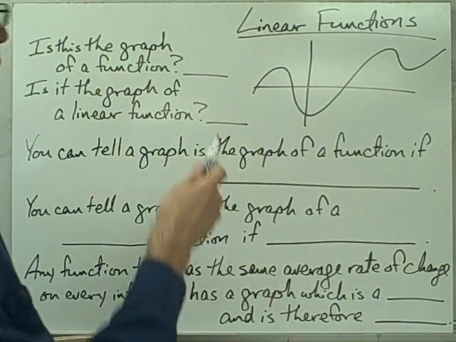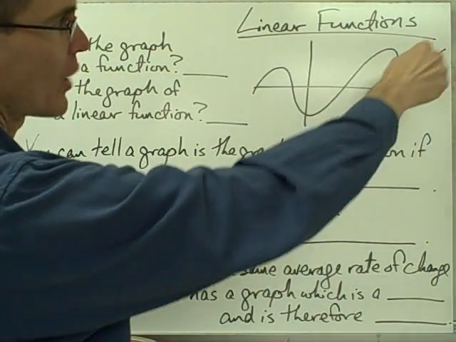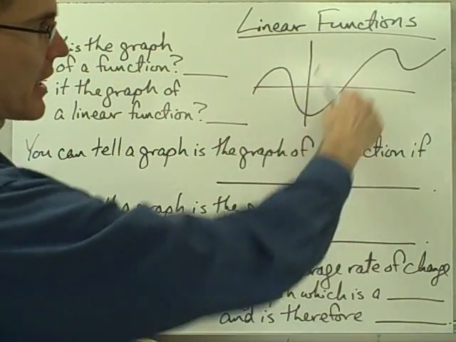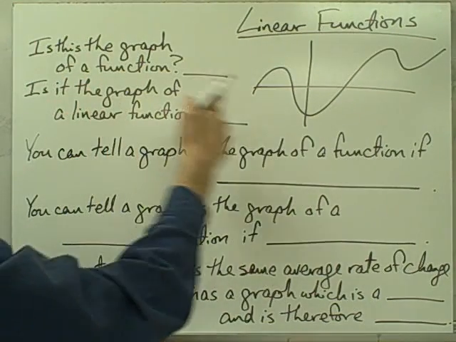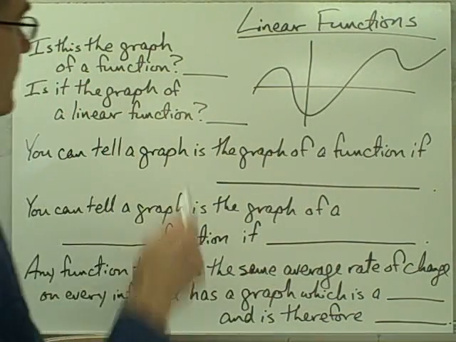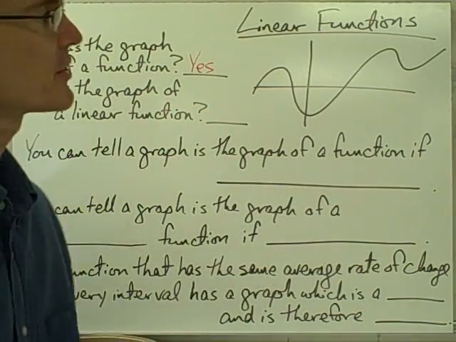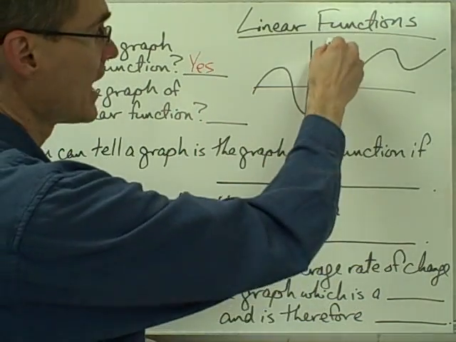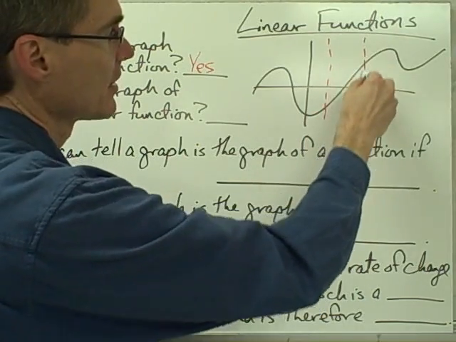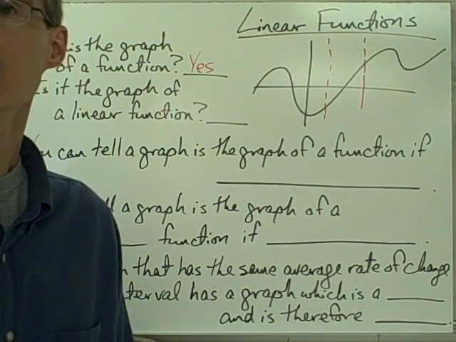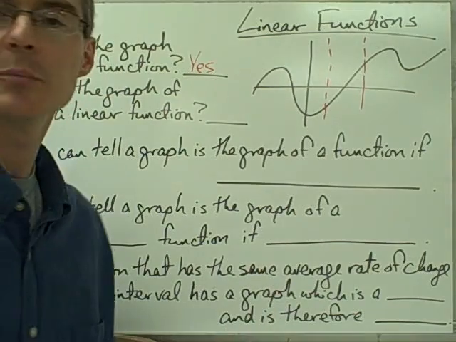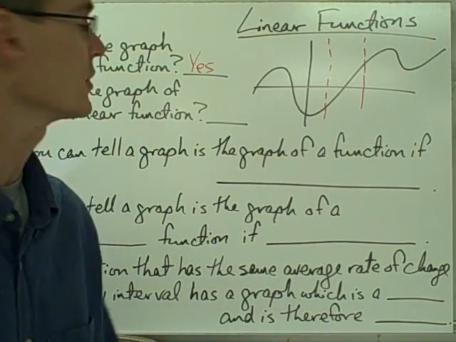And the first thing we're going to ask is, if I have a graph right here, this kind of curvy graph, and I ask, is this the graph of a function? Well, right away I can say, yes, I know this is the graph of a function because I can see that it's going to pass the vertical line test. Anywhere I draw a vertical line, it's only going to hit my graph in one place, therefore it's a function.